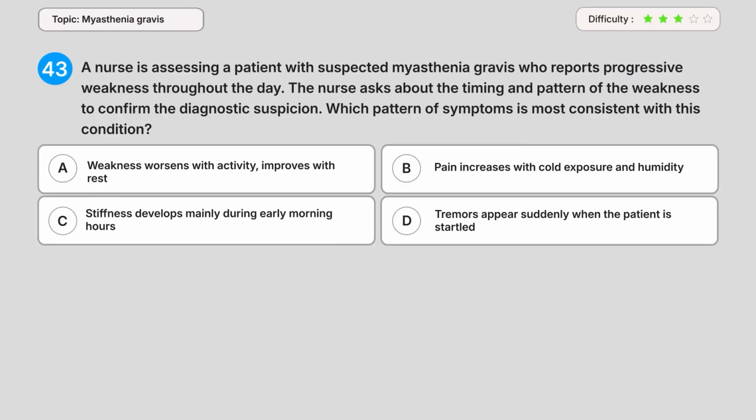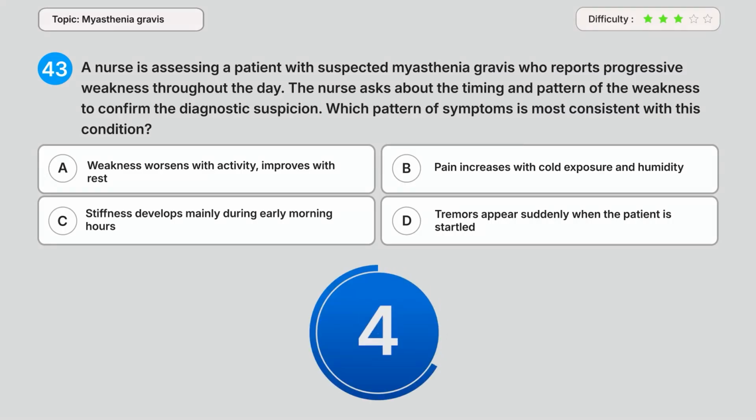A. Weakness worsens with activity, improves with rest. B. Pain increases with cold exposure and humidity. C. Stiffness develops mainly during early morning hours. D. Tremors appear suddenly when the patient is startled. Do you know the answer?